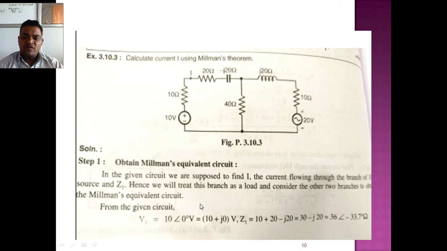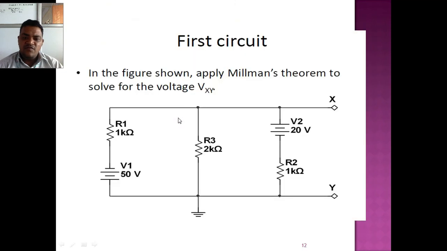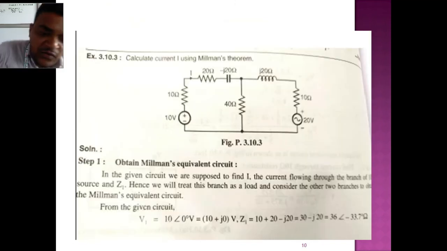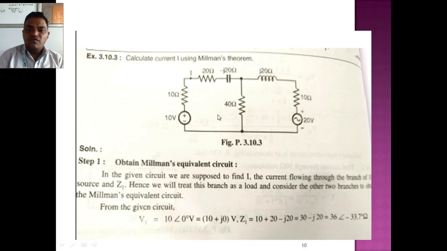In this given circuit we are supposed to find the current I flowing through the branch of the source Z1. Hence we will treat this branch as the load and consider the two branches in the Millman's equivalent circuit. So V equals 10 volt at an angle of 0. We apply Kirchhoff's current law here. That's why 10 plus j0 V. Therefore, from that circuitry we have calculated V1, meaning V equals V1 plus V2.